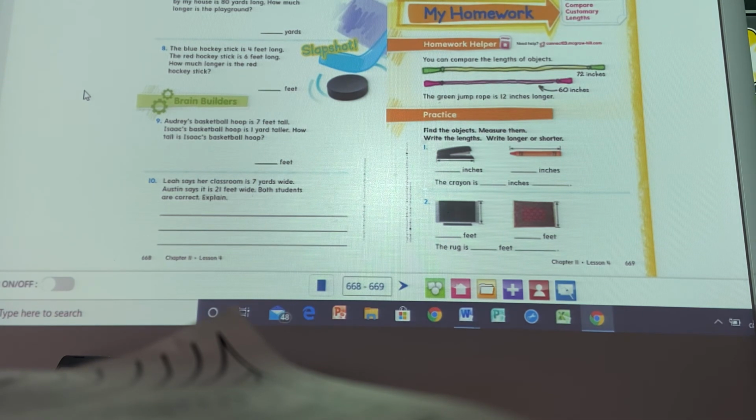Okay. And then the next one is going to require a little bit of writing. Leah says her classroom is 7 yards wide. Well, how many feet would it be if it was 7 yards wide? Austin says it's 21 feet wide. They're both correct. How are they both correct? Think about the units of measurement that they are using.